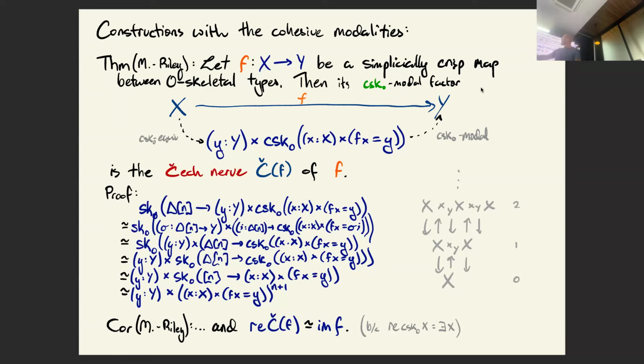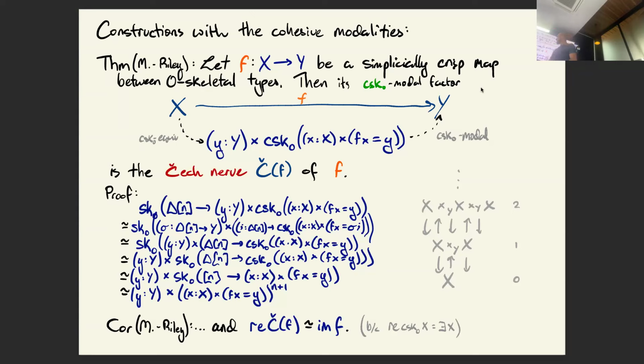But we assumed that Y was zero skeletal, which means that every n-simplex in it is constant. So we can replace the first half here, delta n into Y, with just a point of Y, and substitute that over here as well. Now we have the zero co-skeleton of something zero skeletal times something else. So we can just pull that out. And now we have again the zero skeleton of delta n maps into something, right? So that's the n-simplices of this thing here, which is the zero co-skeleton.